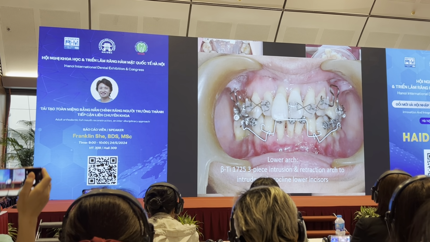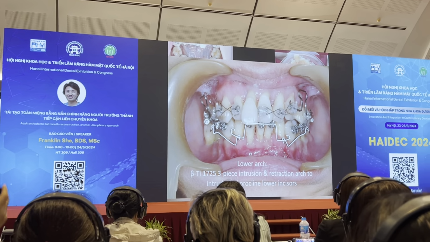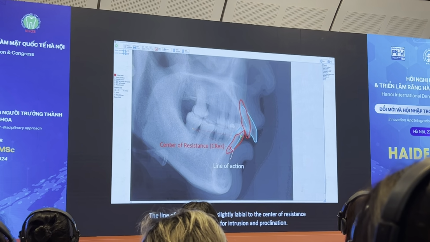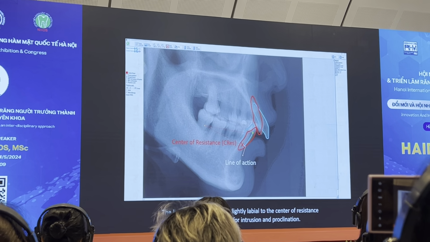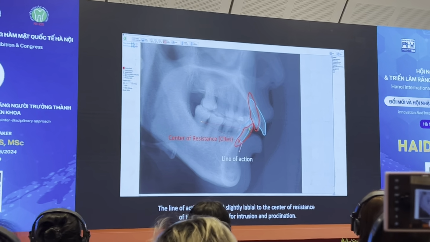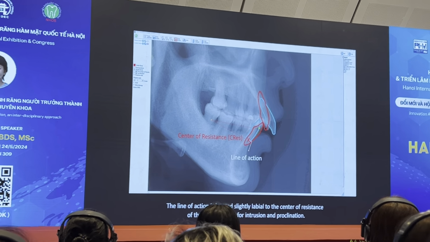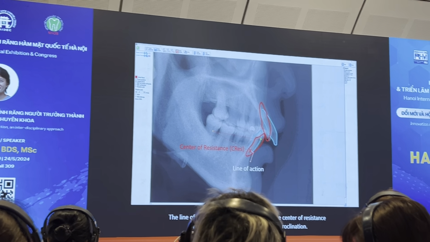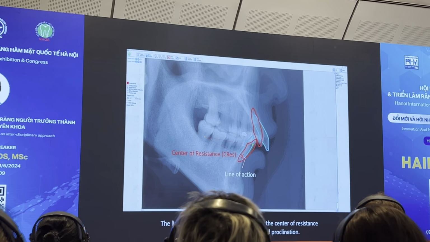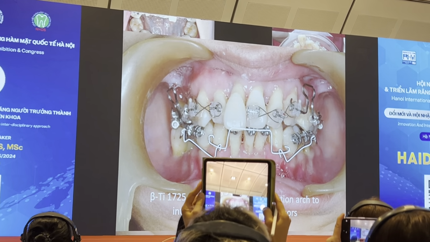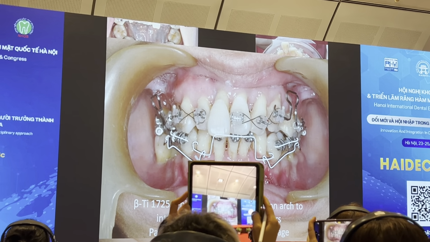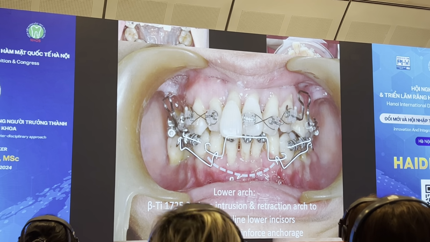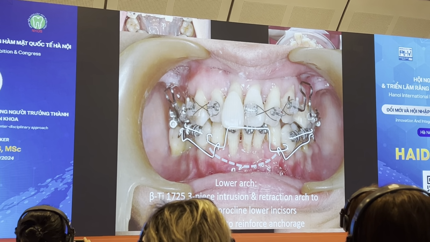On the lower arch, a beta titanium 1725 3-piece intrusion and retraction arch was used. This time, the white arrow depicted a line of action that was slightly labial to the center of resistance of the low incisors, which was represented by the red cross. This line of action would result in intrusion and proclination of the lower incisors. A passive stainless steel lingual arch and segments of stainless steel 1925 labial arch wire were used to splint the lower premolars and first molars together to reinforce anchorage.